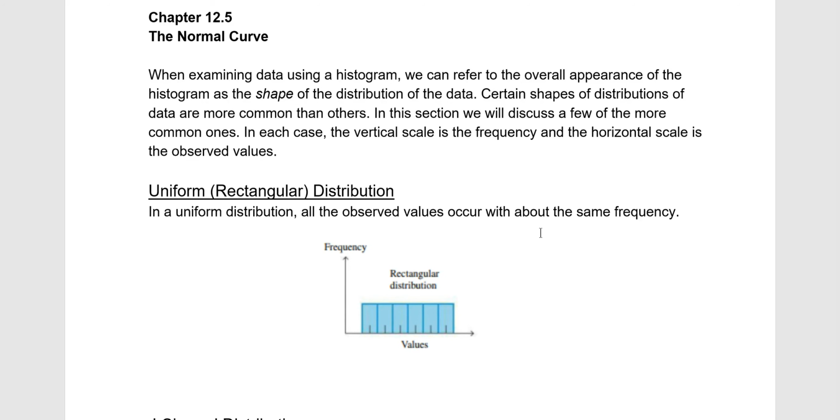Chapter 12.5 is the normal curve. So thinking back to when we were creating histograms, certain histogram shapes are more common than other histogram shapes, and we're going to be going over a couple of the most common ones. And in all of these cases, the vertical scale is going to be frequency, as it usually is, and the horizontal scale is going to be the observed values.